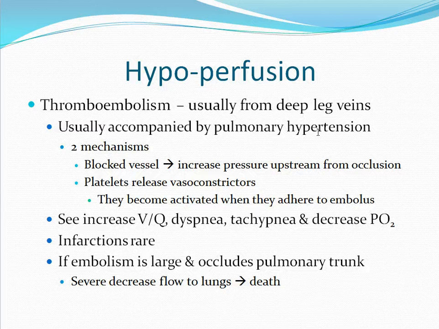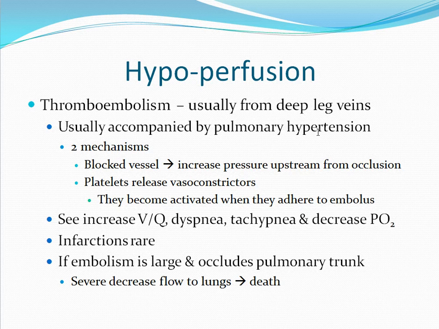The second cause is thromboembolisms. These usually arise from deep veins in either the calf or the thigh. The degree of pulmonary blockage will be determined by their size and their numbers. Usually, thromboemboli are accompanied by pulmonary hypertension. There are two mechanisms involved with the development of pulmonary hypertension. First, the blocked vessel will cause an increased pressure upstream from the occlusion. And secondly, platelets will begin to release vasoconstrictors. These platelets become activated when they adhere to the emboli.